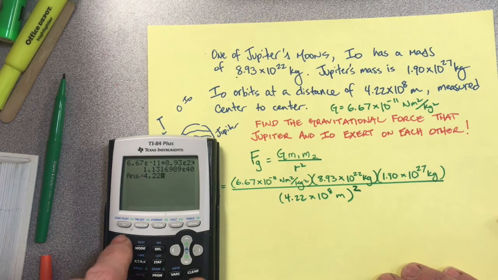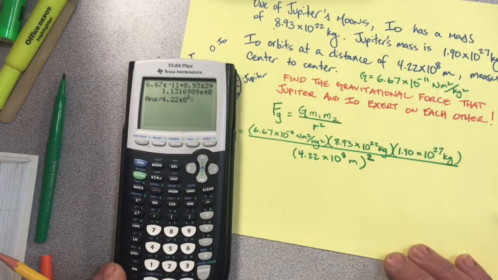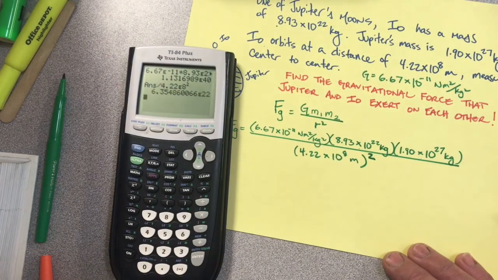And then I'm going to divide by 4.22, second function, comma, 8. And then I'm going to square that. Believe it or not, if you use this exponent button, you don't even have to put it in parentheses. It knows that this is a number. I'm going to talk a little bit more about that in a minute. But now when I hit enter, I am going to get the final answer.